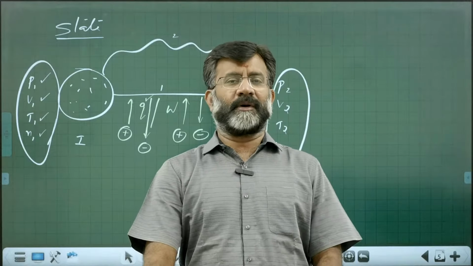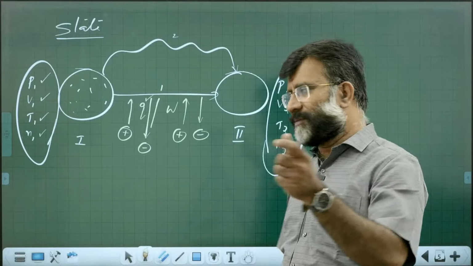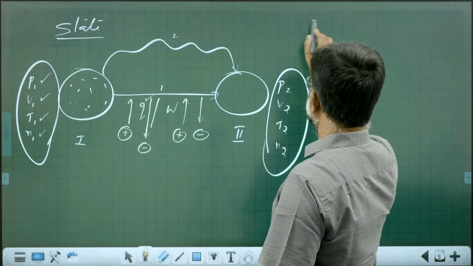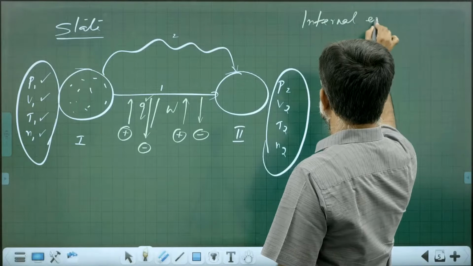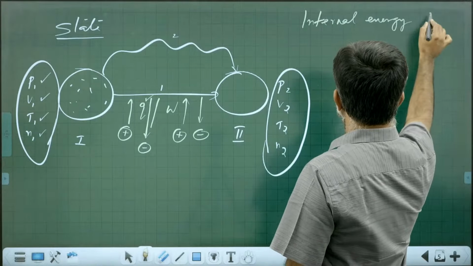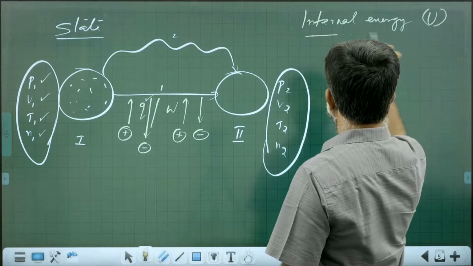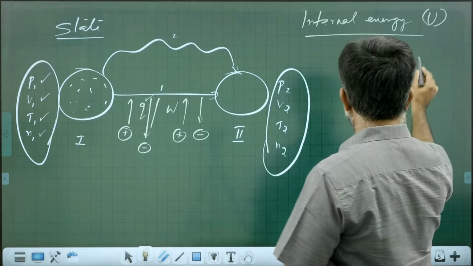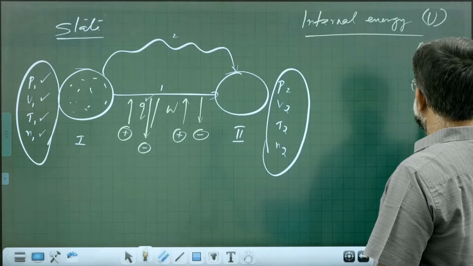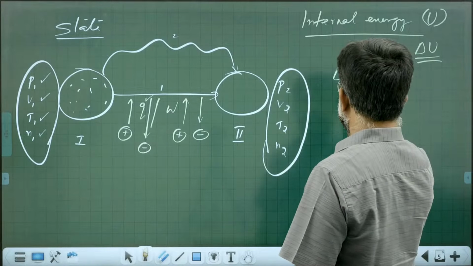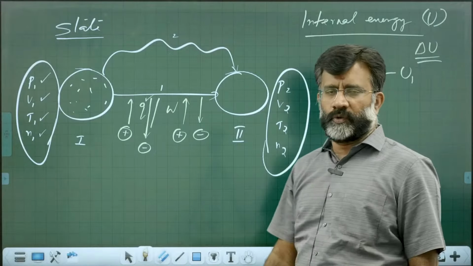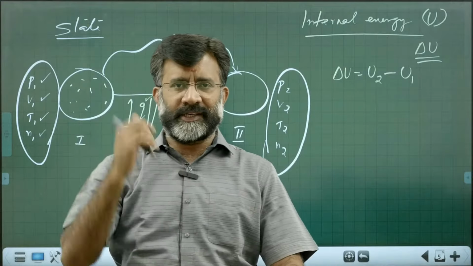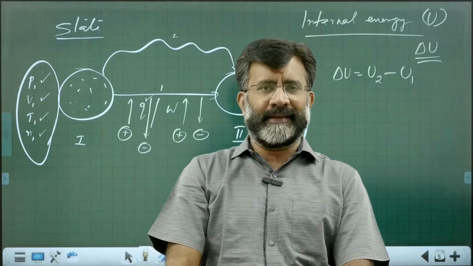Another very important thermodynamic property we are talking about is internal energy, designated by the symbol U, and the change in internal energy, delta U. What is delta U? Delta U is equal to U2 minus U1, U final minus U initial. That is the change in internal energy.